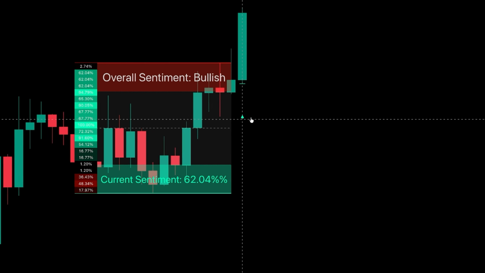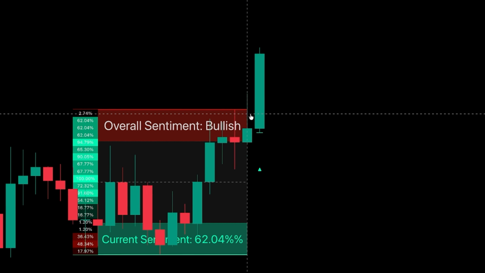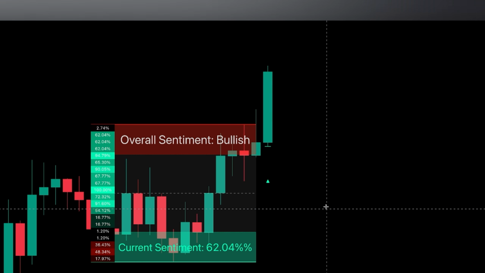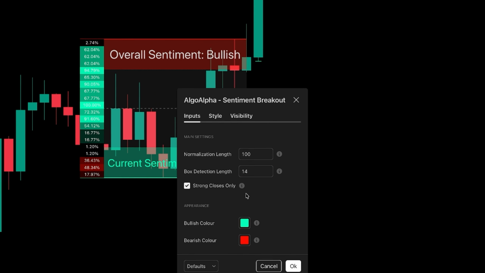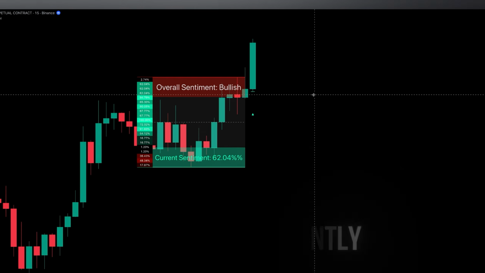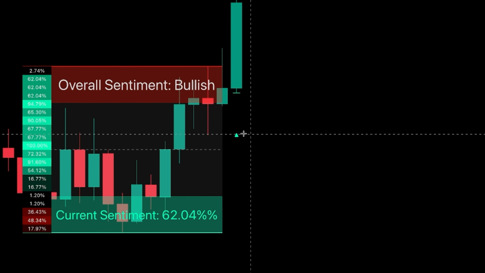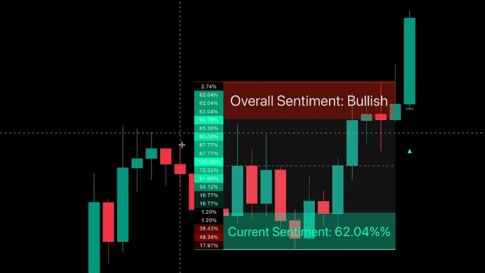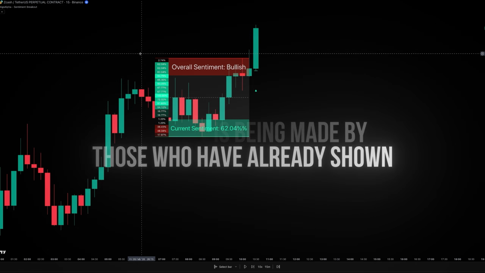The entry signal isn't just the appearance of an arrow, it's the culmination of a process. An up or down arrow only appears when the price closes a candle outside the channel boundary. At the same time, if you have the strong closes only setting enabled, the indicator requires that the candle not just touch, but confidently close beyond the boundary, filtering out false breakouts. But most importantly, this signal must be in agreement with the internal picture. An upward arrow is especially valuable if the channel was mostly green before that. This means that the breakout is being made by those who have already shown activity. It's a logical continuation of their actions.